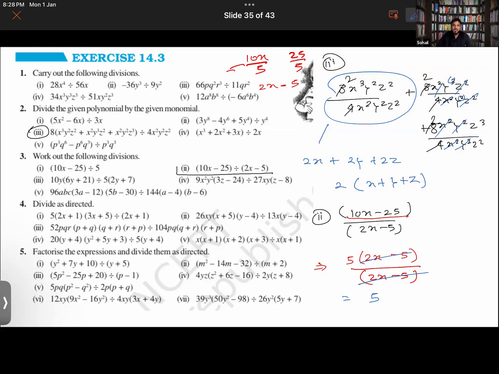Complete exercise 14.3. Complete all the remaining questions from 3, 4 and 5. Actually, do one thing: leave question number 5. From this exercise 14.3, you have to solve question numbers 3 and 4. Attempt to solve question number 5 also, but if you have difficulty, I will explain that in class. But I want all these questions done by you guys.